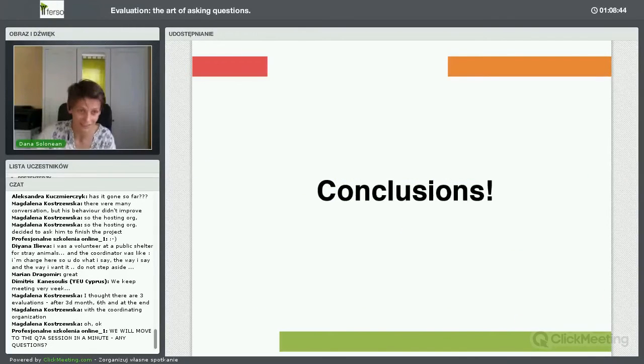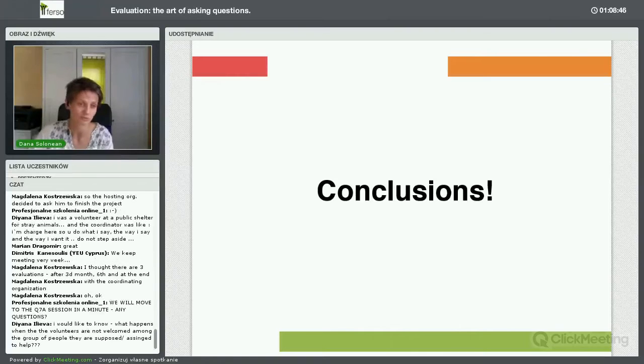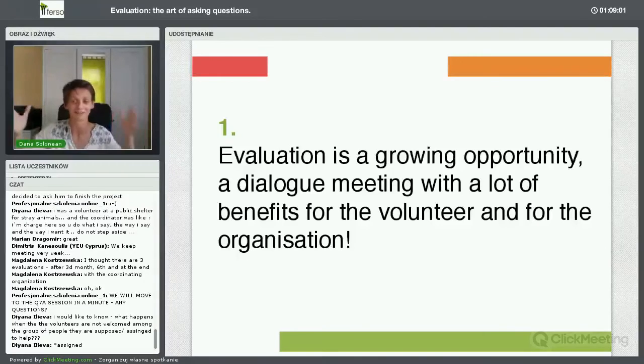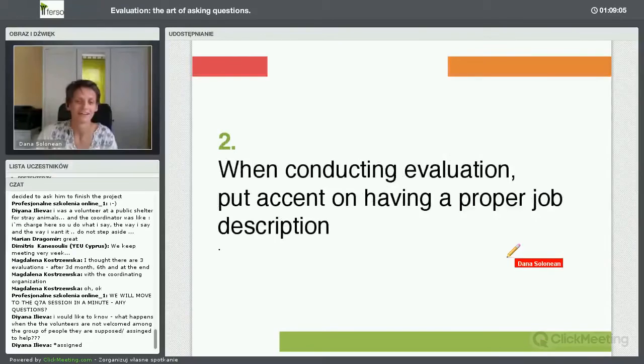Okay, so this is it. At the end, I just want to point out the most important things that we were discussing. And this is: evaluation is a growing opportunity, a dialogue meeting with a lot of benefits for the volunteer and for the organization. This is the sentence I would like you to stay with.